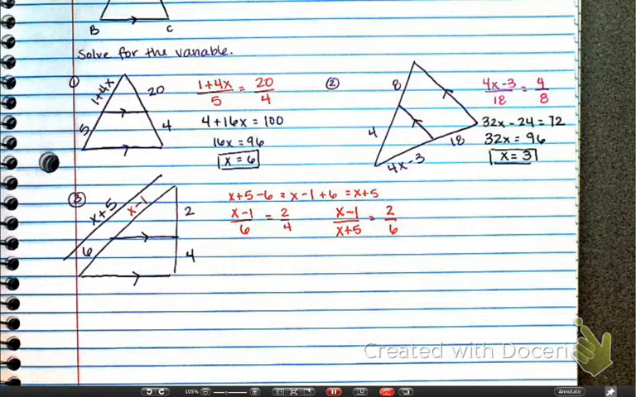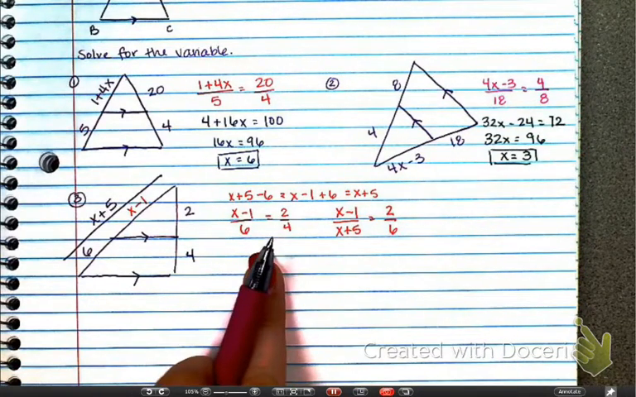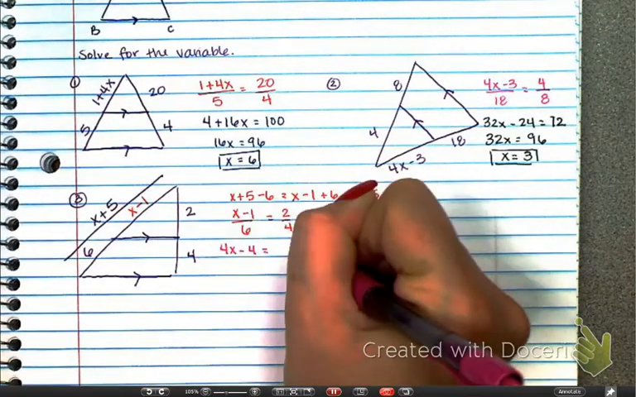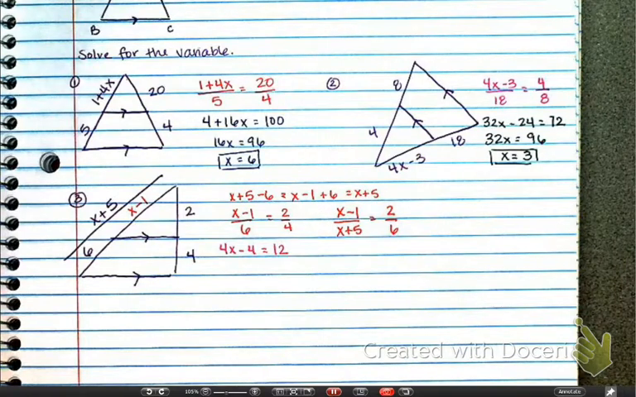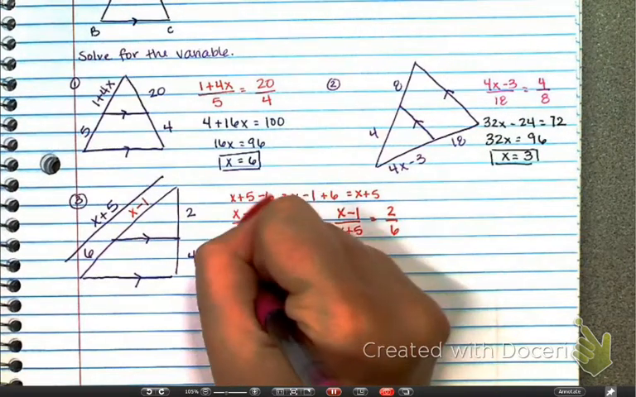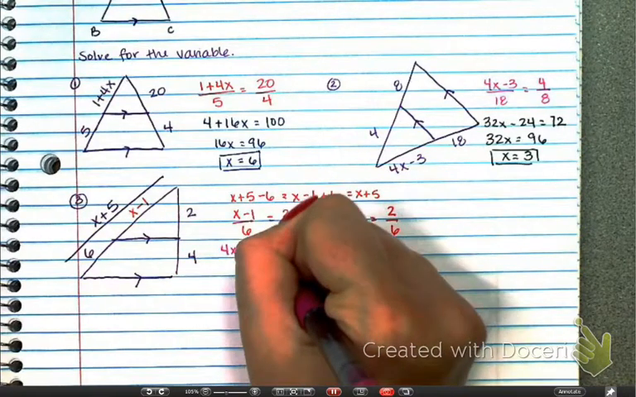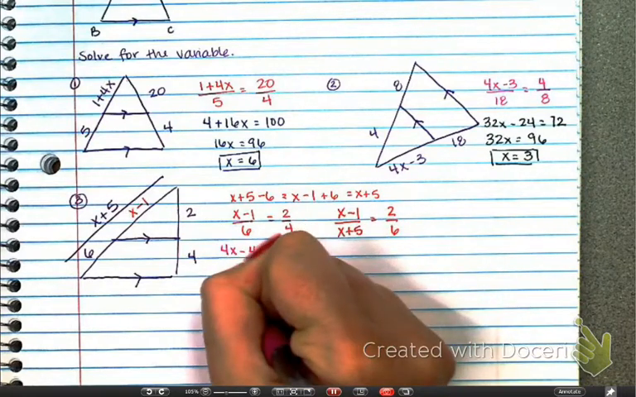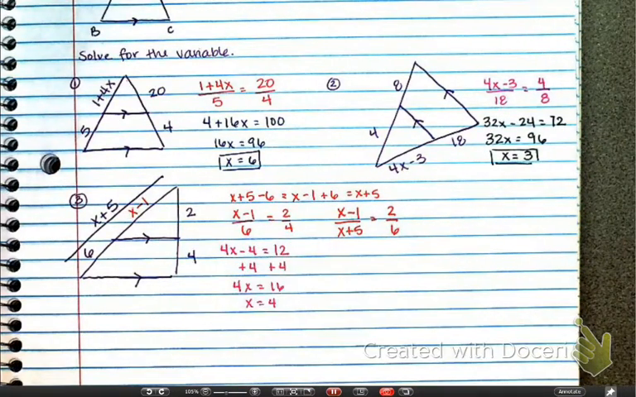Okay, so you can compare the small triangle to the big triangle, or you can compare the pieces. Either way, you're going to end up with the same answer, and this one's easier because I have less x's to deal with, right? So 4x minus 4 equals 12. Add 4 to both sides. 4x equals 16, x equals 4.